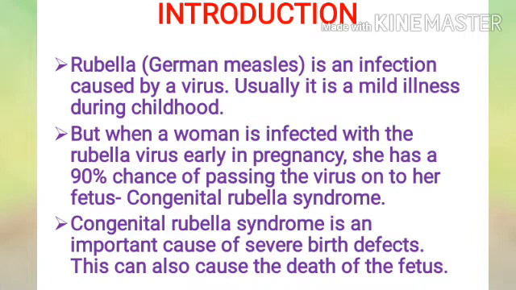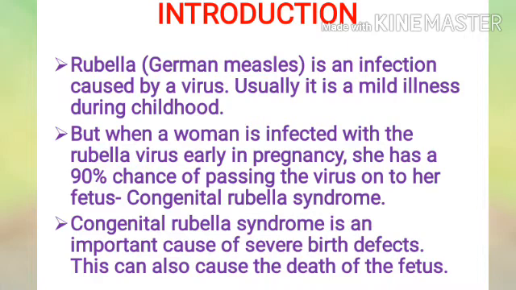But when a woman is infected with rubella virus in early pregnancy, she has a 90% chance of passing the virus to the fetus, and it will result in congenital rubella syndrome, a most dangerous condition. Congenital rubella syndrome is an important cause of severe birth defects. It may also result in death of the fetus or abortion.